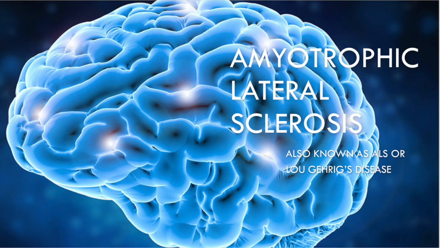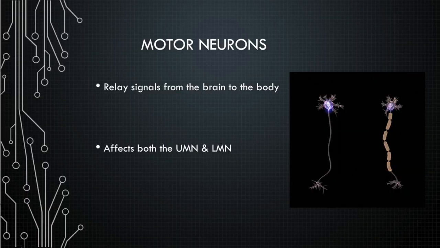The second part of the name, lateral, describes the areas of the spinal cord where the nerve cells are affected. And finally, sclerosis refers to the stiffness and tightening of the limbs caused by the disease. Amyotrophic lateral sclerosis is a disease that causes neurodegeneration of the body's upper and lower motor neurons. These neurons communicate with our bodies, telling our muscles when to contract and move.